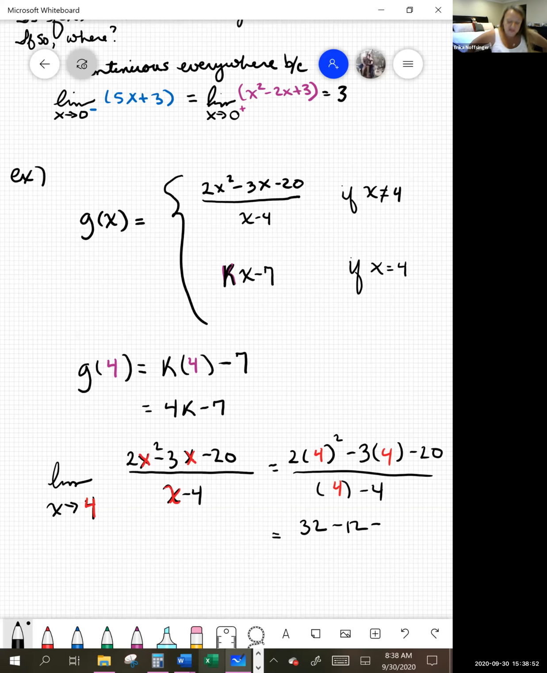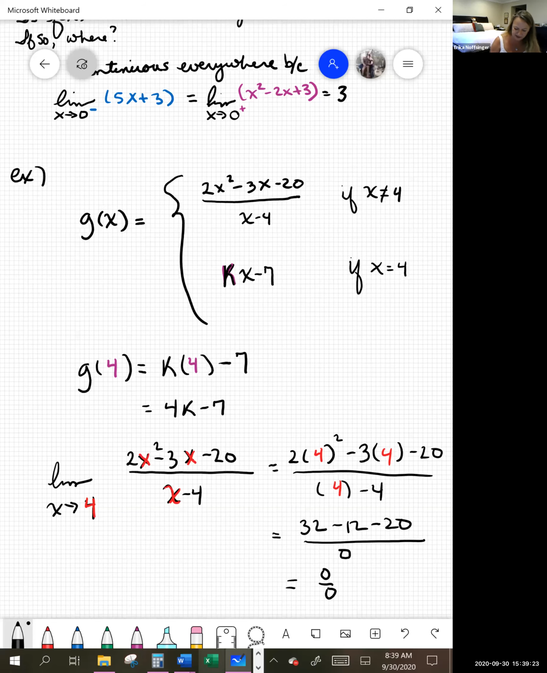So the problem is that there is an open hole here, and we're trying to fill in that open hole. If we didn't get 0 over 0, we would actually have an asymptote at x equals 4, and there would be no way to make that continuous. So basically, this is telling me this numerator factors, and that factor is going to cancel with that factor x minus 4. And so I have to figure out how to factor that.